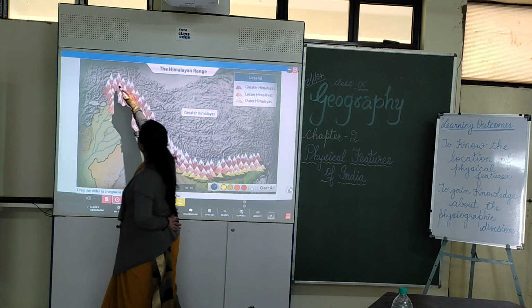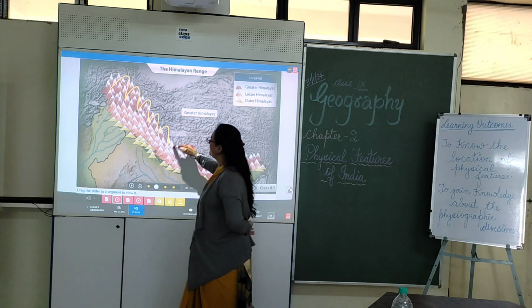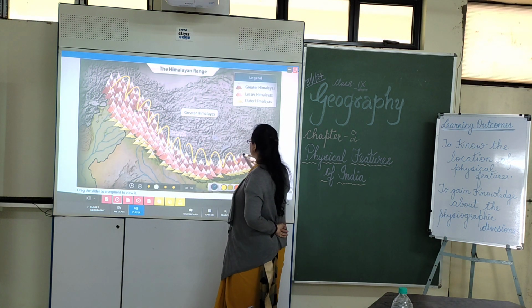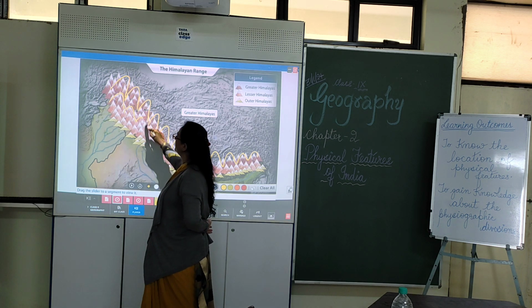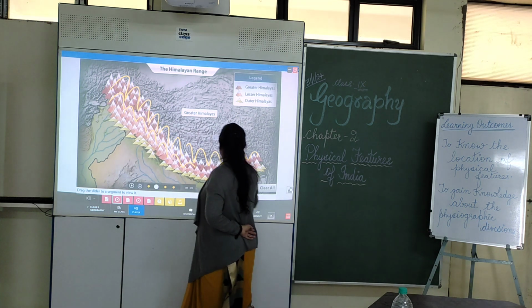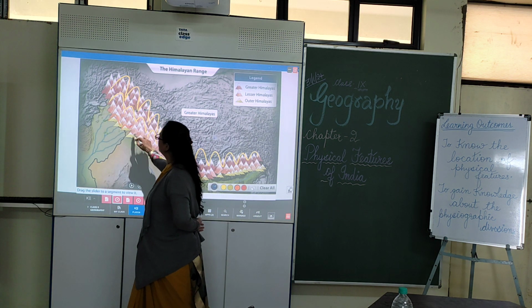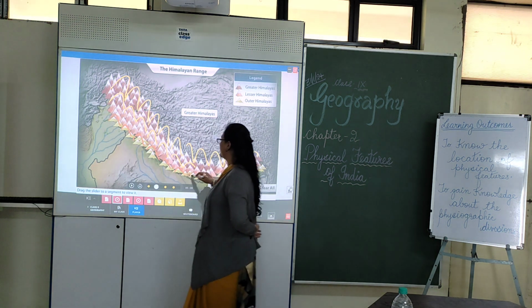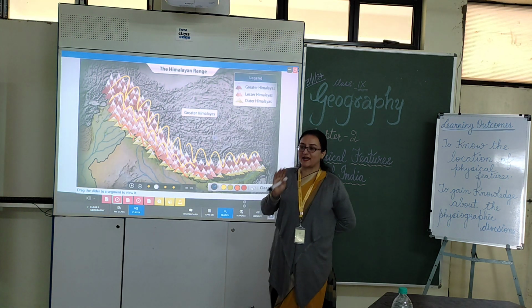So if you see the first range, the Greater Himalayas. Can you see the Greater Himalayas? Yes, sir. Here you will find the Greater Himalayas. And what is the difference between the Greater Himalayas and the Lesser Himalayas? The second range is the Lesser Himalayas. And the last range, or the outermost, is the Shivalik. So what difference do you find here? The height. Absolutely correct. In altitude or in height.